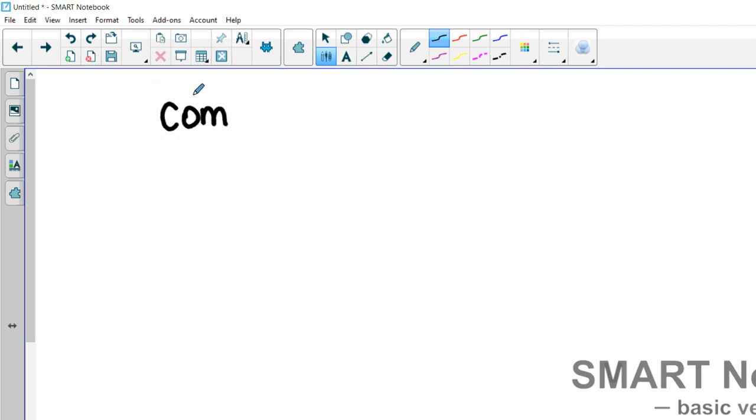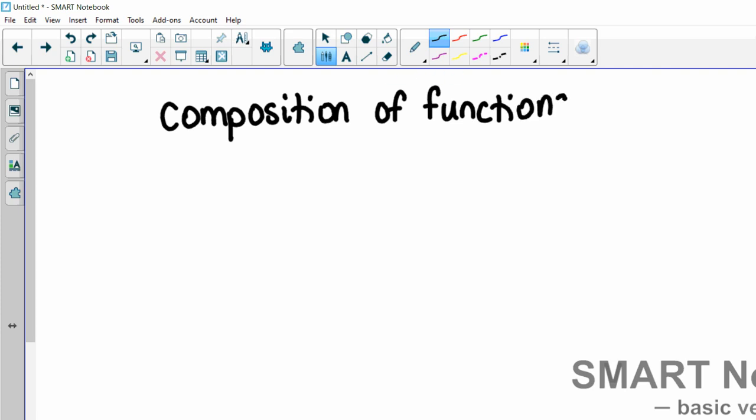Alright, now what we're going to talk about is what's called the composition of functions. When we talk about the composition of functions, what we are usually doing is plugging a function into another function. So if I am being asked to do this, the little symbol that is used is this little open circle between the f and the g.